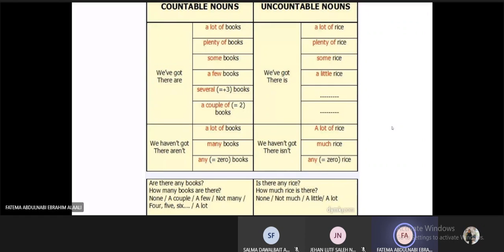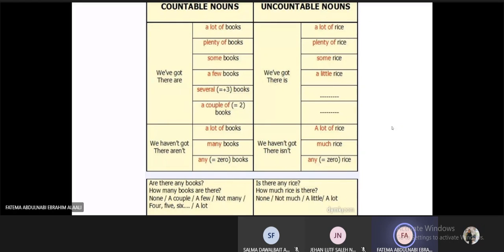Okay, second thing, if we want to quantify the noun, إذا إحنا نبغى نحدد كمية الشيء، سواء كان countable أو uncountable nouns, okay, we use what? We use a lot of, plenty of, some, few, several, a couple of, many, any, much, okay? But there's something, okay, these quantifiers, we only use for countable, and there is something that we only use for uncountable, and there's something we can use for both countable and uncountable nouns, okay? For example, we can say we have got a lot of books and we have a lot of rice, okay? So a lot of, we can use for both countable and uncountable.